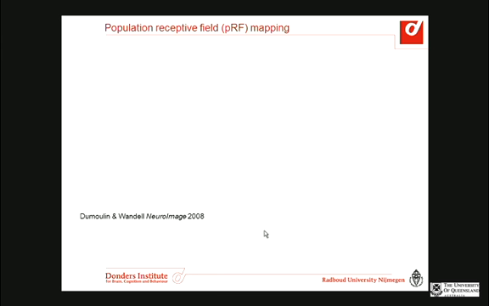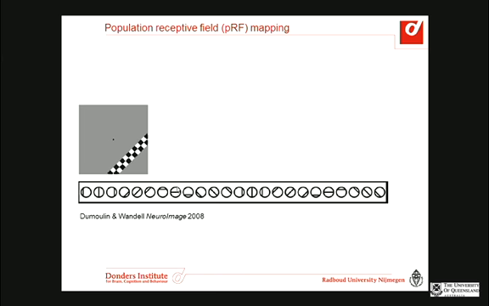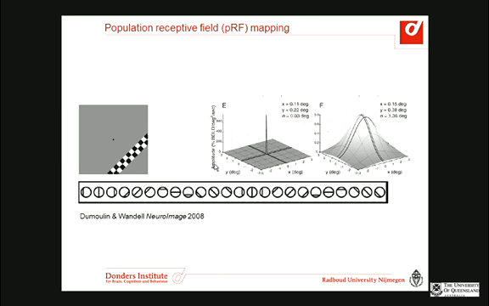So what we did is we used population receptive field mapping to get a better idea of what this activity represents. This means that we presented subjects with moving bars. These bars move across the screen in 8 different directions. And then based on every voxel's response to these moving bars, we can calculate what the receptive field of each voxel is in terms of its x and y coordinate in space and in terms of the size of the receptive field.